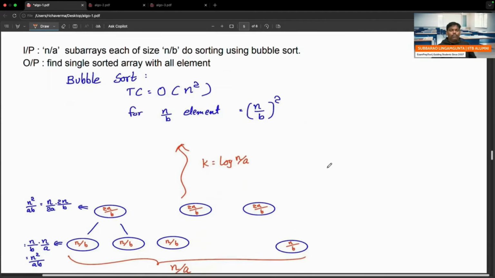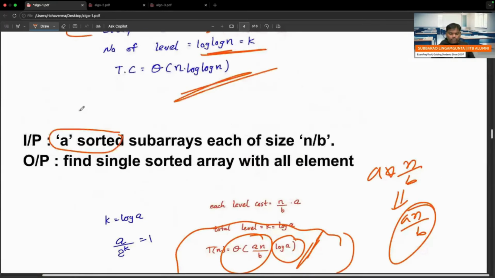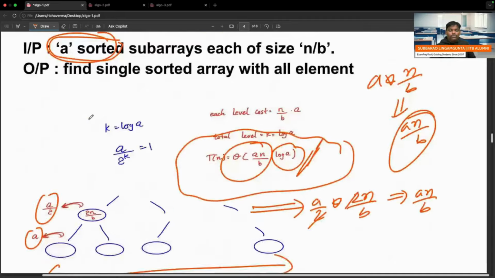Let's see one more problem. N by A subarrays, each of size n by b. So total elements are n squared by ab. And one more thing, remember, these are not sorted subarrays. If you want to apply the merge algorithm, you have to sort first. In the previous problems, you can verify that they were sorted. But unfortunately, in the third problem, they are not sorted.